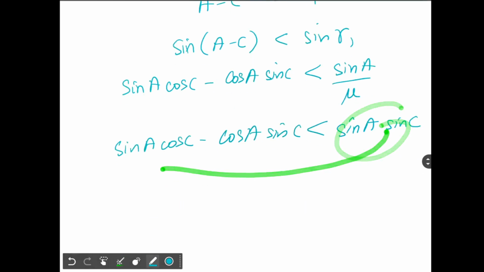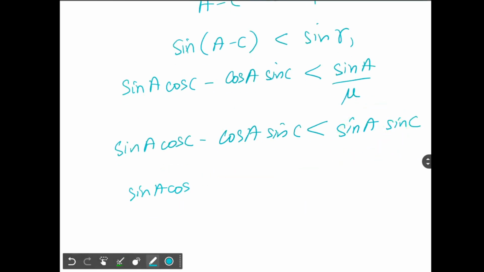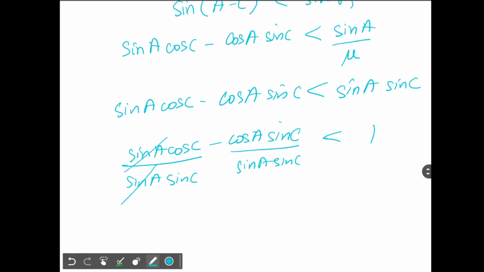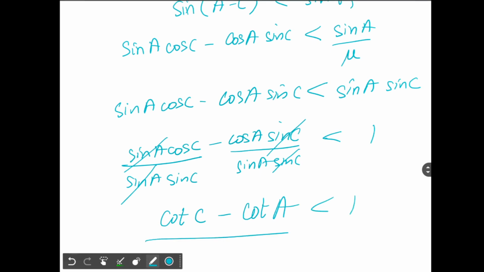So sin A cos C minus cos A sin C, divided by sin A sin C, is less than 1. So sin A cancels out. So I get cot C minus, sin C cancels out, and I get cot A less than 1. This is my answer.